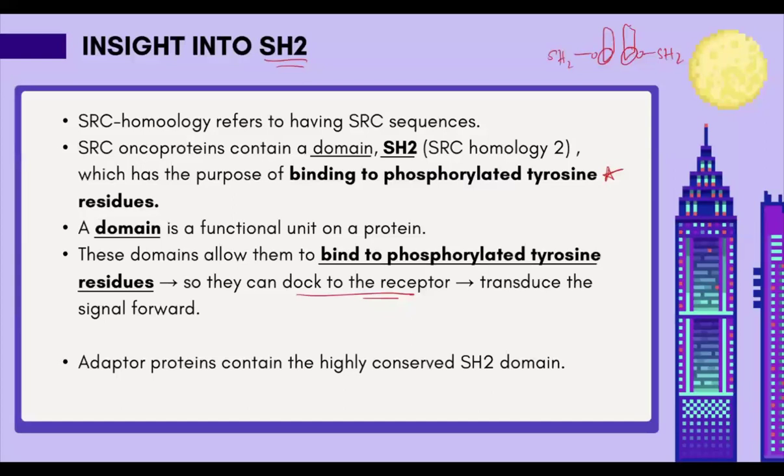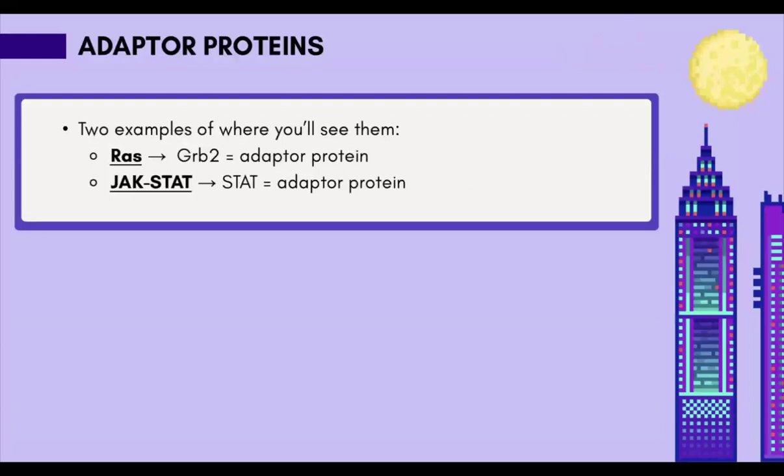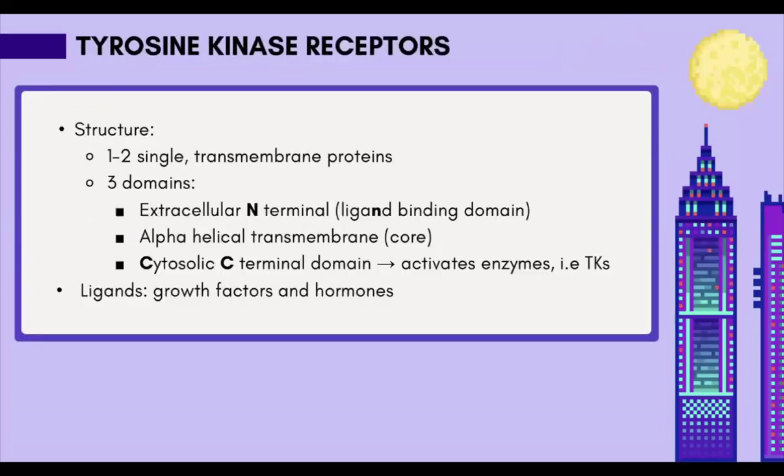So proteins that contain the SH2 domain are called adapter proteins. And their examples are either the RAS protein, or GRB2, which is in the RAS pathway, or they can be the STAT protein, which is in the JAK-STAT pathway, and we'll get into that as well in a bit. But that's pretty much it for what adapter proteins are and what SH2 is. And then we'll move into tyrosine kinase receptors.